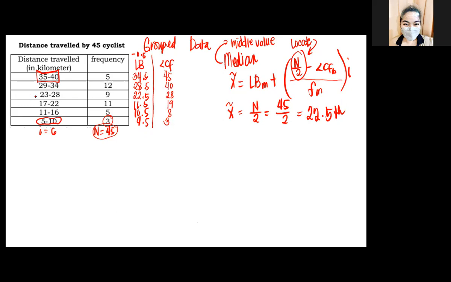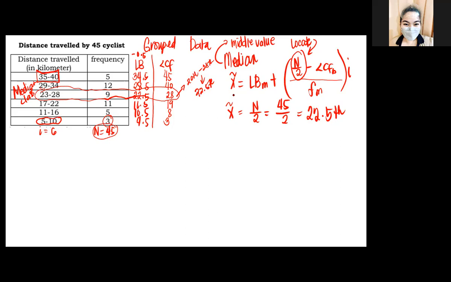Ibig sabihin nun na yung median class natin... Pasensya na, medyo luray-luray yung aking pillow. Ayun, umayos na sila. So, ibig sabihin, yung median class natin ay itong 23 to 28. Bakit? Kasi kay 28, included sa kanya si 20th term up to the 28th term. At nandun si 22.5th term or data.